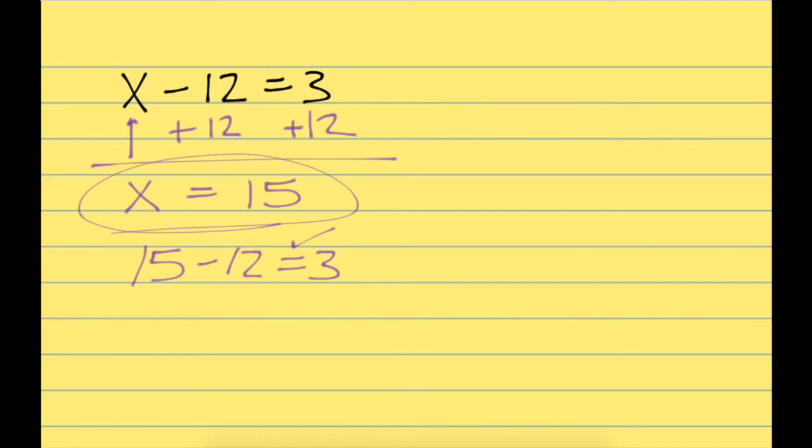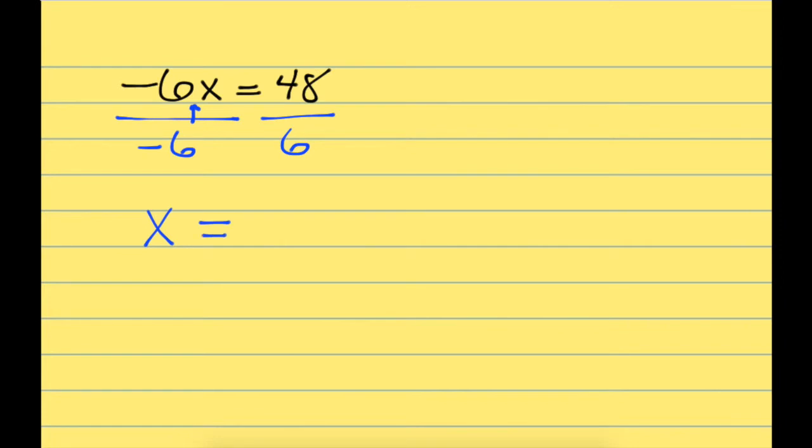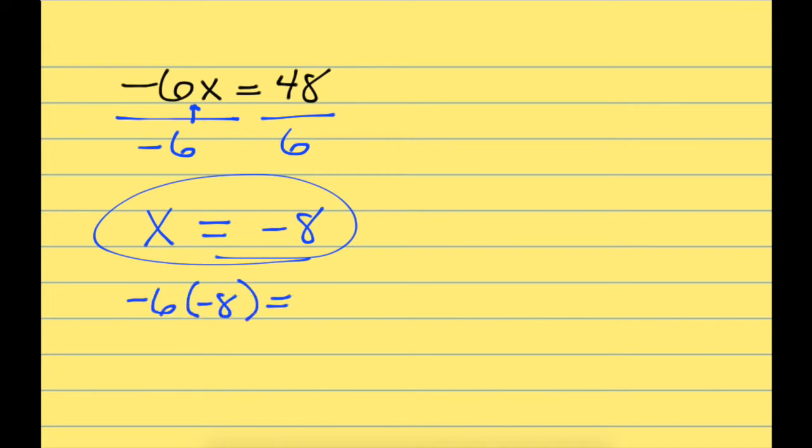Alright, this works for multiplication and division as well. So if I'm given the equation -6x equals 48, right now, what's going on between that -6 and the x? Multiplication. And what undoes multiplication? Division. So let's divide both sides by -6. When we do that, we're left with just x on the left. And what's left on the right? What's 48 divided by -6? -8. Perfect. Let's just double check. Does -6 times -8 equal 48? Yes.